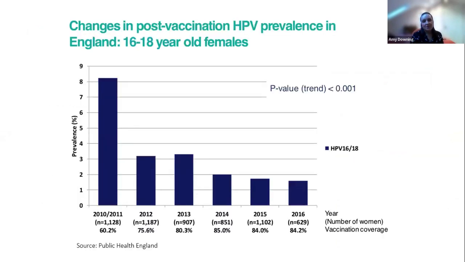This graph here shows the changes in the HPV prevalence after vaccination in 16 to 18-year-old females, so those who would have been vaccinated a few years before. You can see from this graph that as the vaccination coverage increases, so that's at the bottom of the graph, starting from 60% and going up to 84%, we can see this really striking decline in the HPV prevalence. And so it's really promising evidence that this is going to have a significant effect on cervical cancer rates in the future.